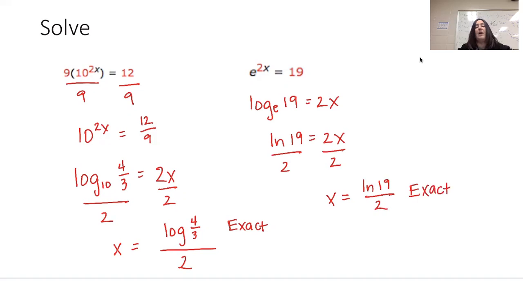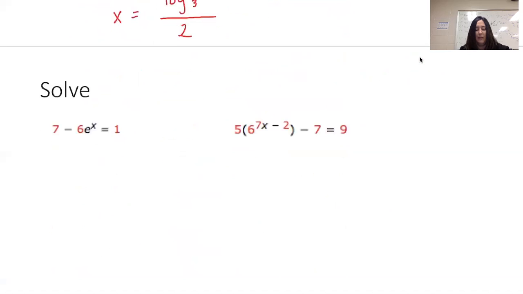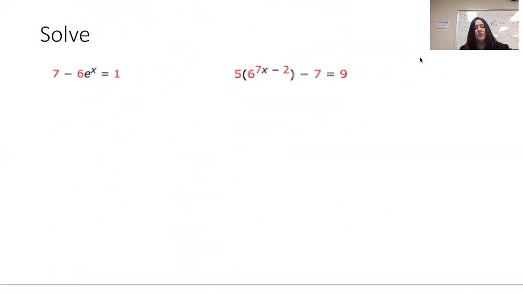If they want an approximate, you would type that in the calculator and then be sure to round to however many decimal places they're requesting. So if they said round to the nearest hundredth, round to 2 decimal places, round to the nearest thousandth, round to 3 decimal places. So here are some more exponentials.